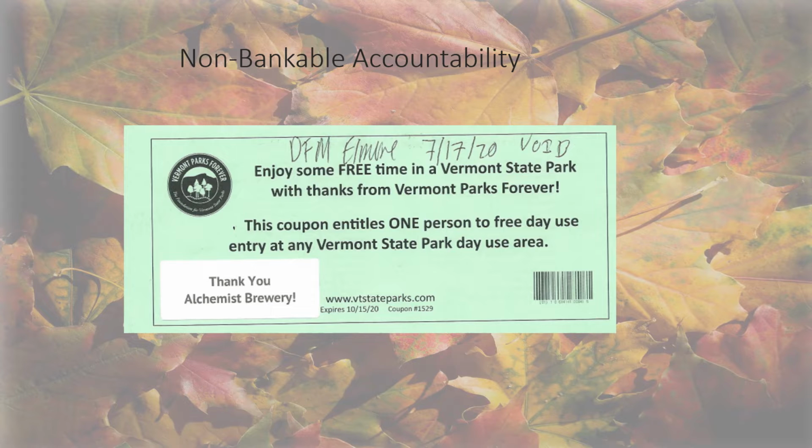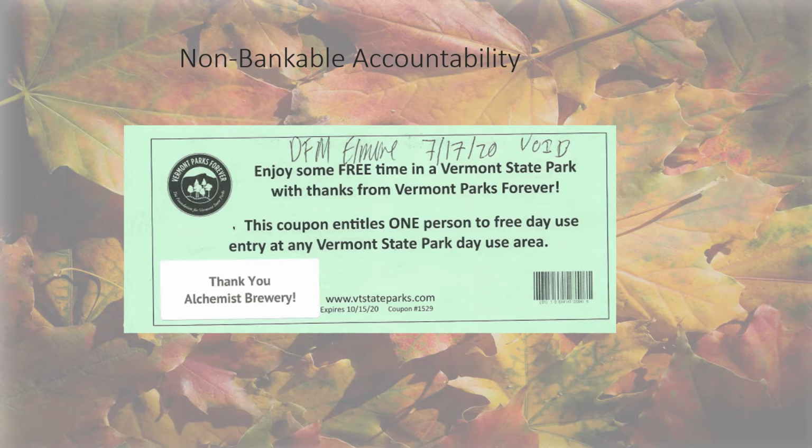The first non-bankable item we're going to look at is coupons. Coupons are often used for day use entry, and when you receive a coupon and that transaction is entered into a SPIRA, you will take the coupon from the visitor. You will have to write your park name, the date that it was used, and void on that coupon. We also request that you write the value of the coupon.